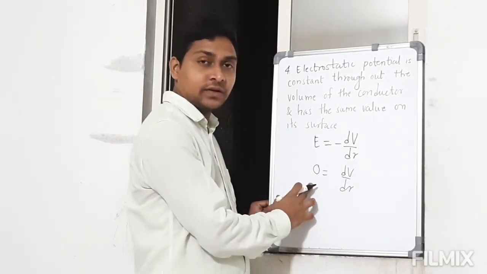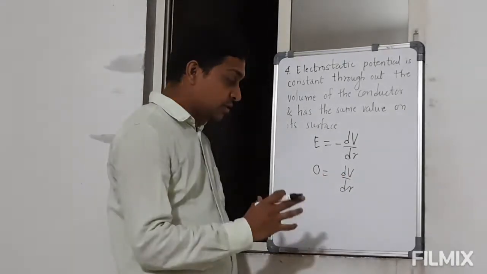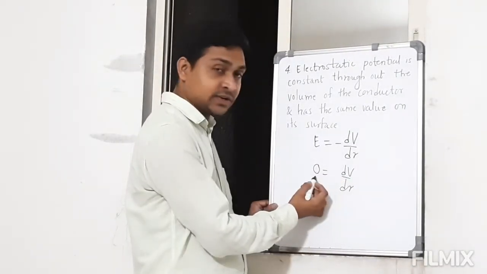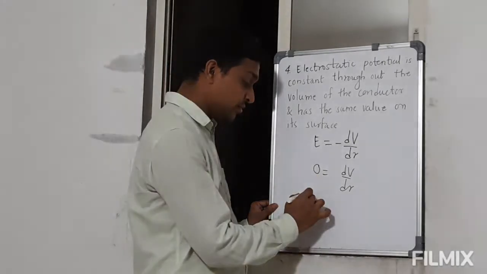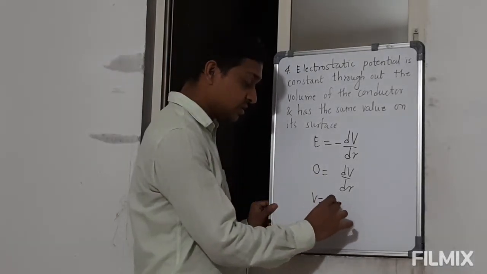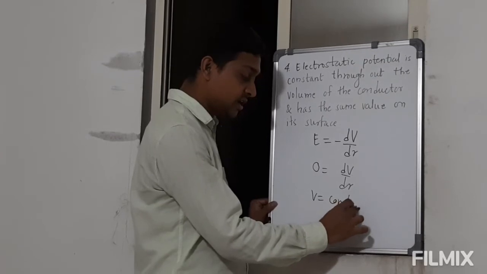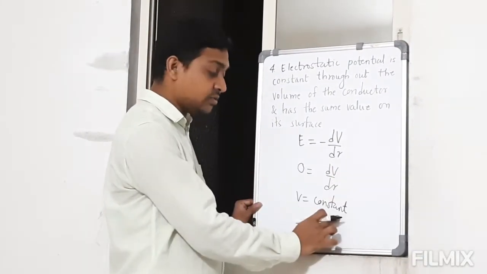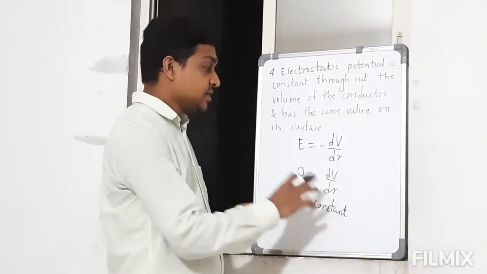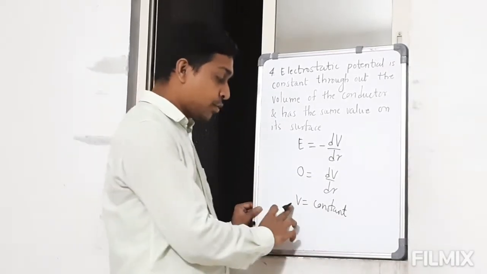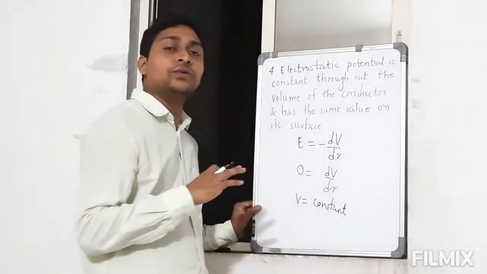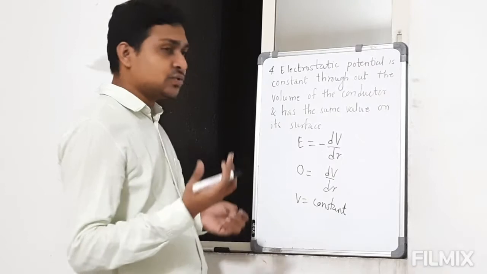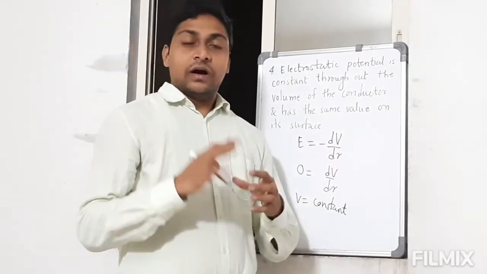means differentiation of potential with respect to distance is 0. If the differentiation of any physical quantity is 0, then we can say that V should be equal to constant, because the differentiation of a constant is always 0. So if dV by dr is 0, V should be equal to constant. Okay, so inside a conductor potential is constant, means it looks like an equipotential surface. Okay, now there are no charges existing over there.